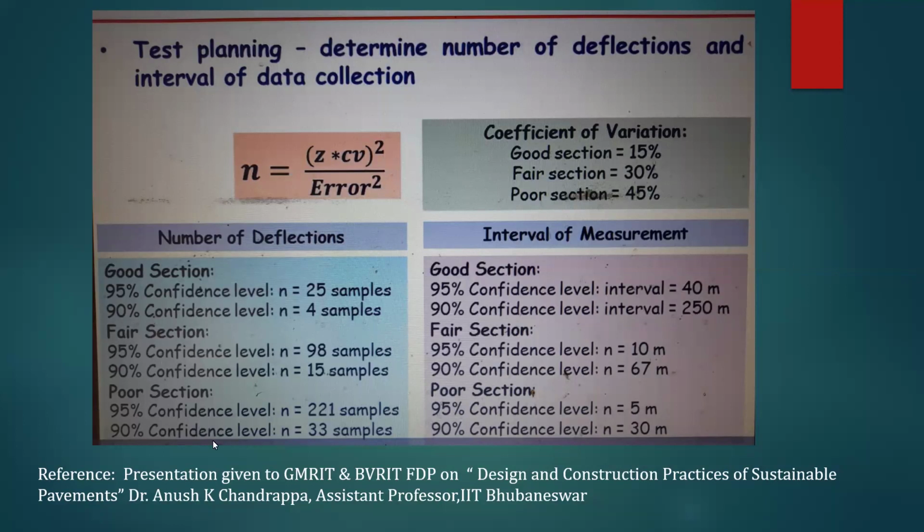Similarly, for the fair section and poor section, how do we take the samples? Moreover, one important observation you have to make is that as you go from the good section to the poor section, the number of samples you have to take will increase. Definitely we have to take more samples to understand what deflections you are getting, because we are going to back-calculate the resilient modulus or elastic modulus of the pavement by giving seed values based on the deflections we get using the falling weight deflectometer.